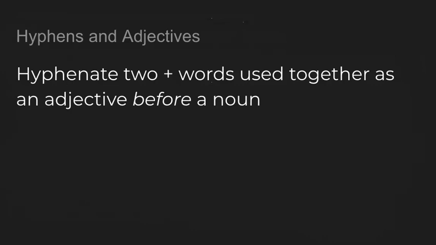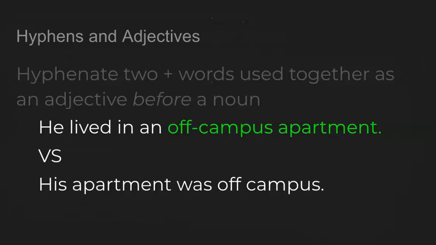The golden rule of using hyphens is that you hyphenate two or more words used together as an adjective before a noun. For example, he lived in an off-campus apartment. In this situation, off and campus are working together to modify the word apartment. If you said his apartment was off campus, you would not need a hyphen because the noun does not follow it.